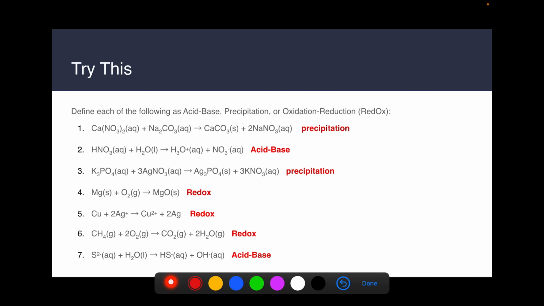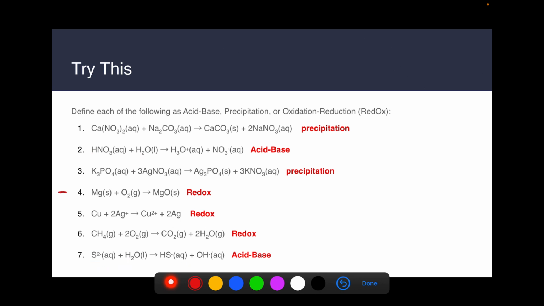Welcome back. Here's what you should have gotten. The first and third reactions are precipitation. Notice we have aqueous reactants resulting in a solid product, or a precipitate. 2 and 7 are acid-base reactions because our proton or our H+ ion is being transferred in each case. In number 2 from HNO3 to H2O, and in number 7 from H2O to S2-.